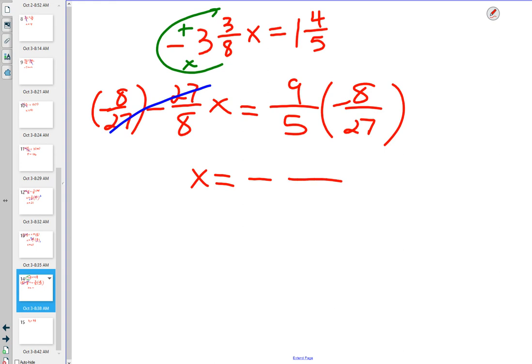Whoa, but look, those numbers are too big. That gives me like 72 over 135. I'm not even going to know how to simplify that. That's why we simplify now. 9 and 27 can both be divided by 9. This becomes a 1. This becomes a 3. So I get negative 8 over 15. And then I drop the marker.